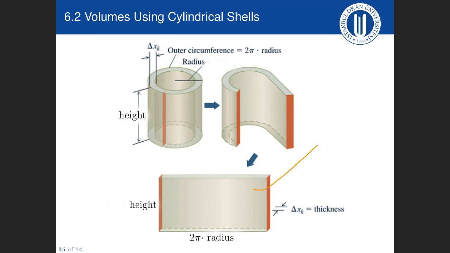What is the volume of this piece at the bottom? If we know its height, if we know that the width of this piece is 2 pi multiplied by the radius that we started with, because the circumference of a circle is 2 pi radius, and if we know its thickness, we multiply these three numbers together to get the volume of this object.